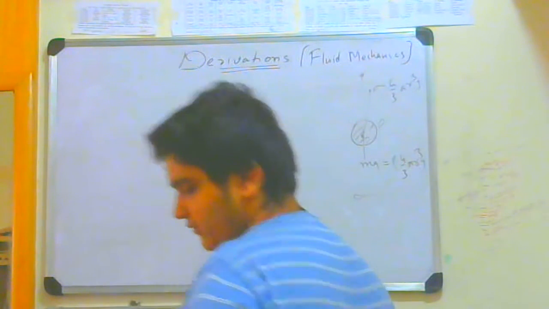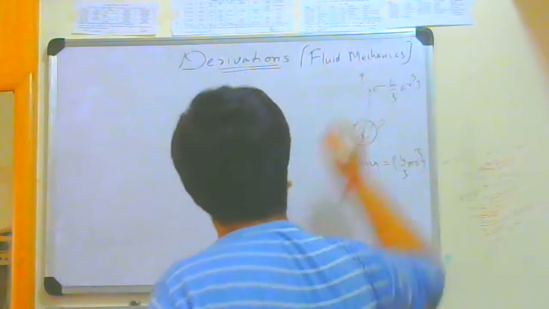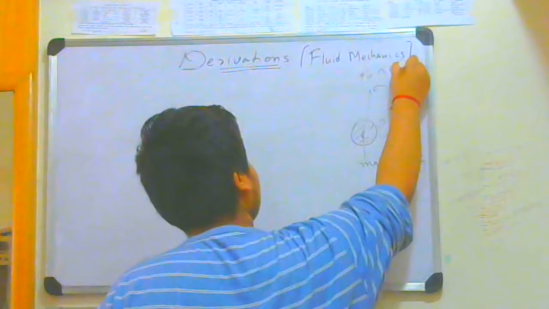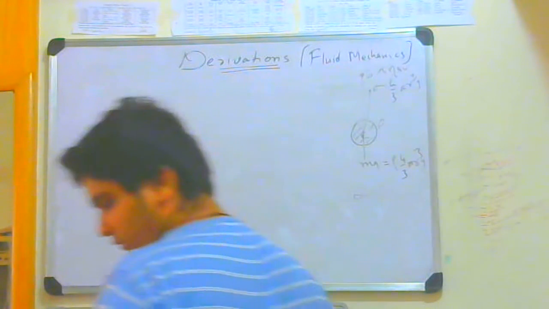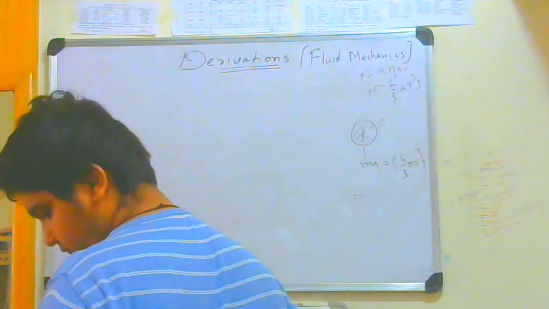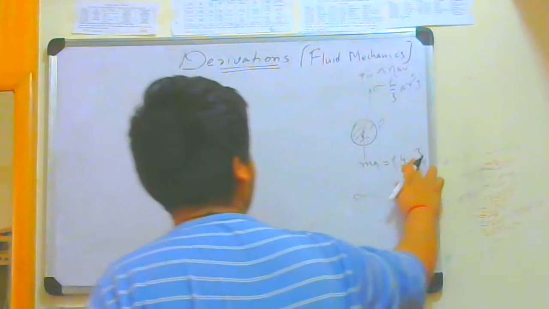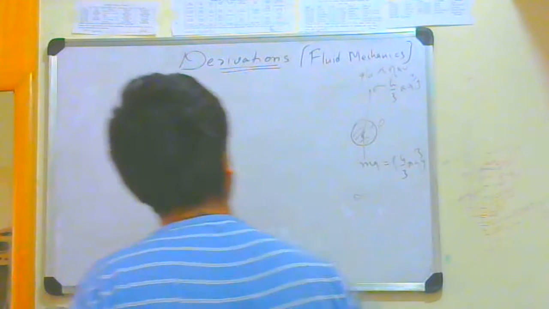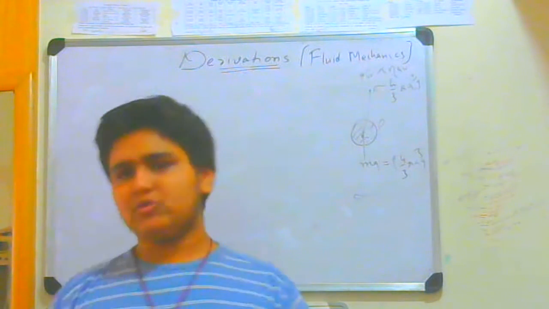And what is the magnitude of viscous force? 6 pi eta a b. These are your forces. So rather than r cube, it is a cube. Now equate these forces and you will directly get your Stokes law.